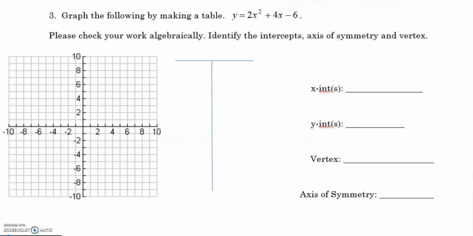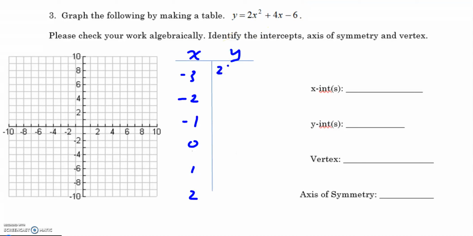We'll do number 3. Graph the following by making a table. Okay, there's actually 2 ways we can do this, but if we want to use a table, we can pick any x and y values we want. I'm going to do a little bit of negative, a little bit of positive. So just to be safe, I'm going to start with -3, because it's good to have a lot of negatives just to start. If I plug all of these values into the equation, I should get my output values.